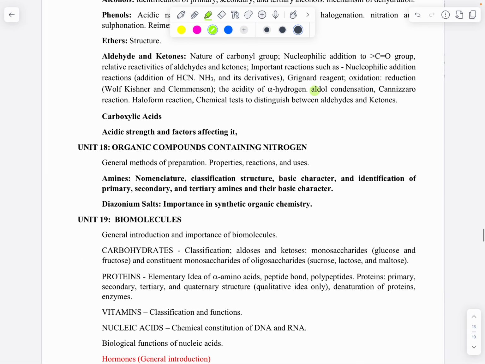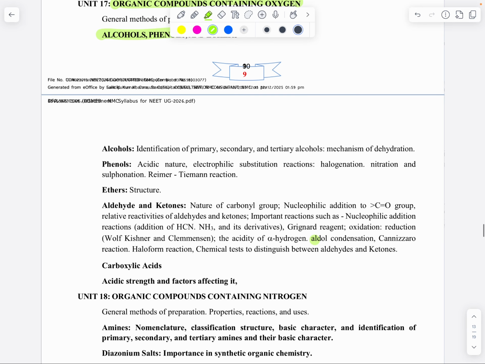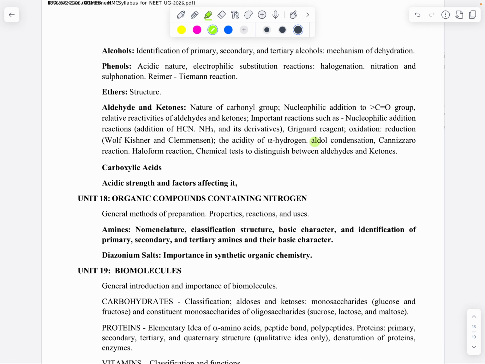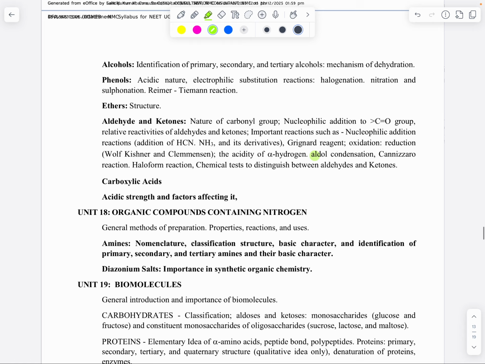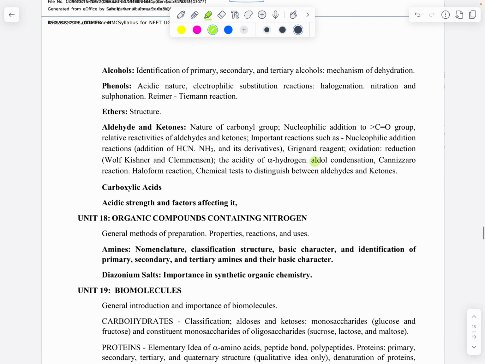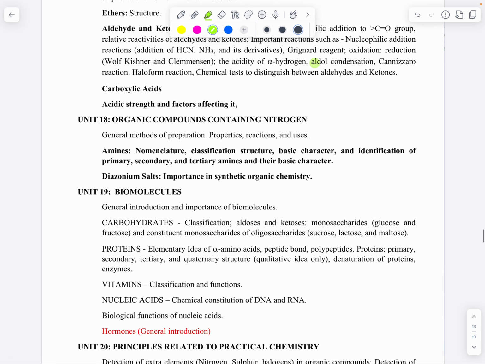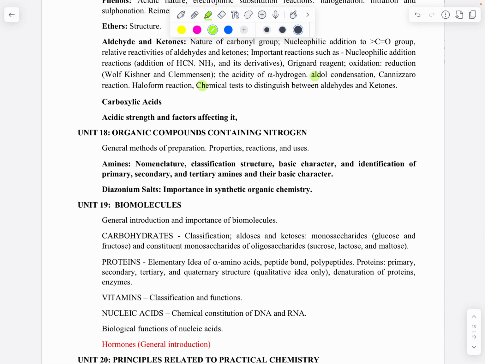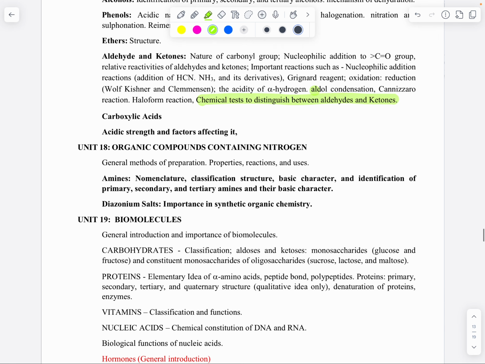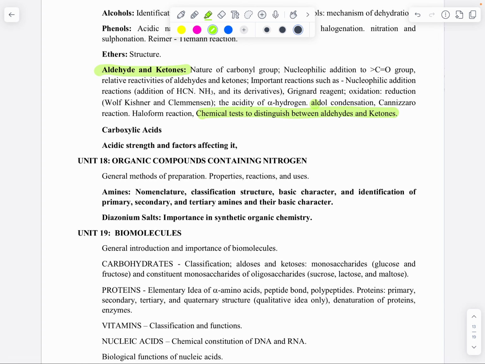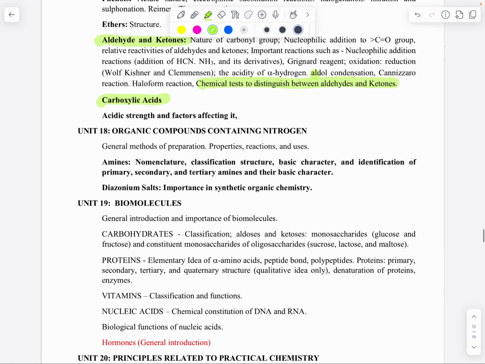You need to know the methods of preparation, the mechanism of reactions, certain important reactions whose mechanism you need to know, and the chemical tests to distinguish between aldehydes and ketones. Aldehydes and ketones are also included in this chapter. Carboxylic acids are also there.